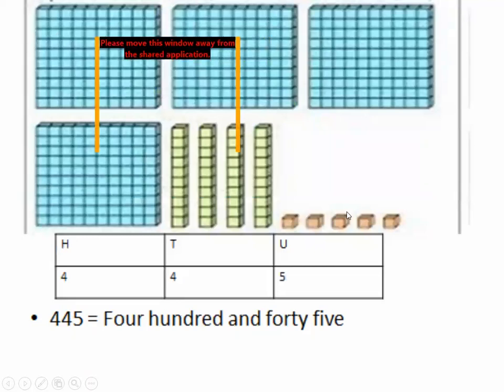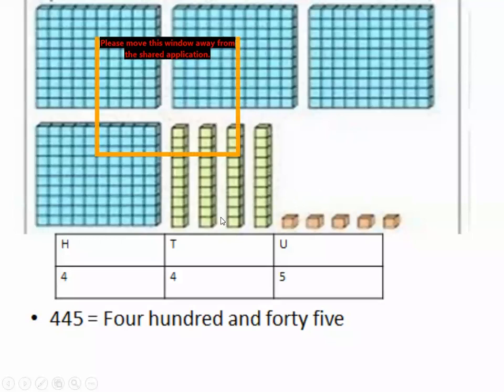Now see another example. These blocks also show a three-digit number. First, count how many blocks of 100 there are. 1, 2, 3, 4. There are 400 blocks. So we write 4 in the 100 place. Then count how many tens blocks there are. 1, 2, 3, 4.